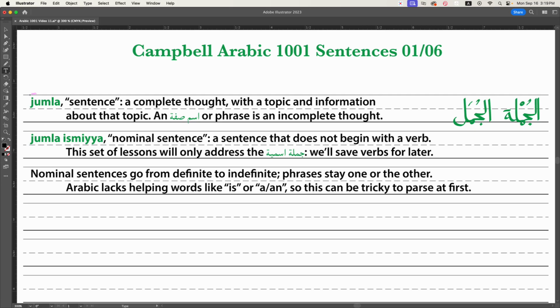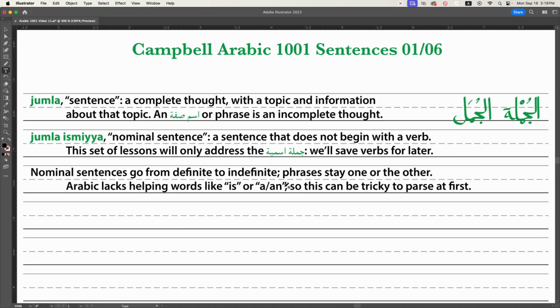The key feature in understanding the difference between a sentence and a phrase is that sentences, nominal sentences, go from definite to indefinite, while phrases stay one or the other. They stay definite or they stay indefinite. Since Arabic lacks these wonderful little helping words like is or a, an, this can be tricky to parse at first. Once you learn it, it's no big deal, but it's definitely a little bit opaque at first. So you want to pay careful attention near the beginning of when you start learning these things so you can always identify a sentence from a phrase.